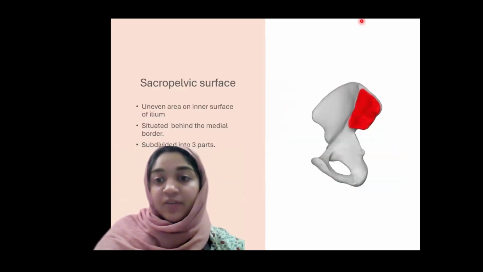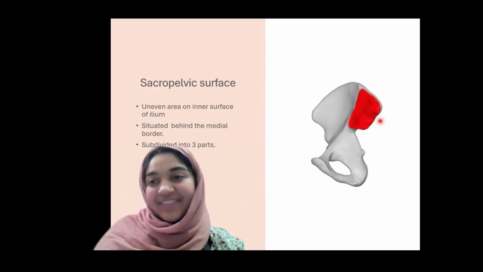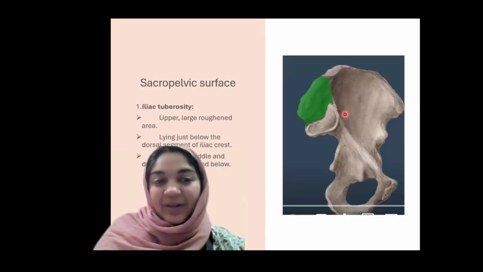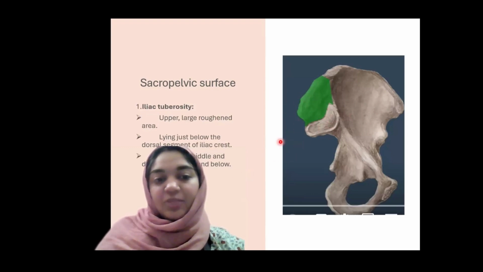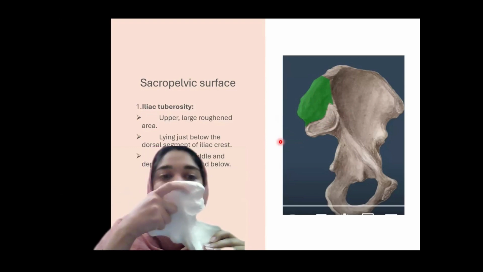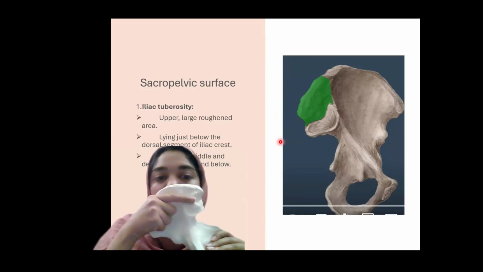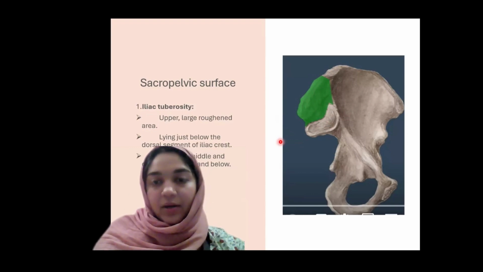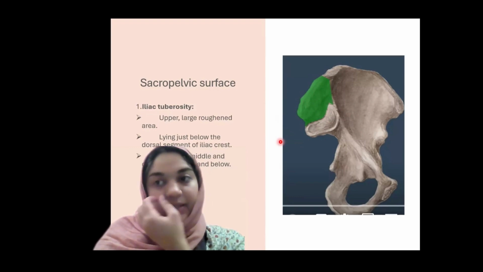Now, the sacropelvic surface. I've told you it's divided into three parts. Does anyone remember? The iliac tuberosity, the auricular surface, and the pelvic surface. Okay, so it has an iliac tuberosity. This is the iliac tuberosity, an upper large roughened area lying just below the dorsal segment of the iliac crest. It's raised in the middle and depressed above and below.